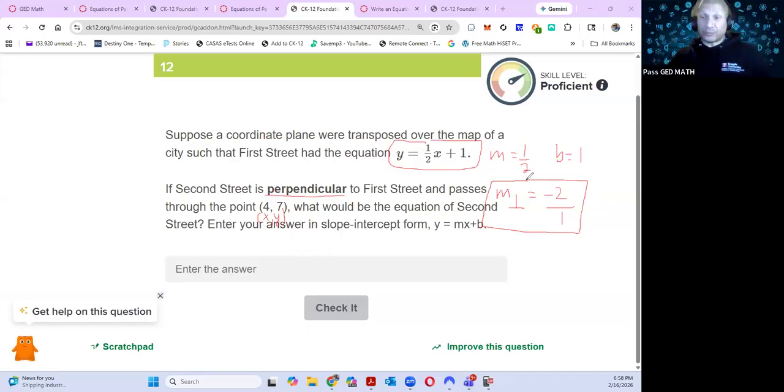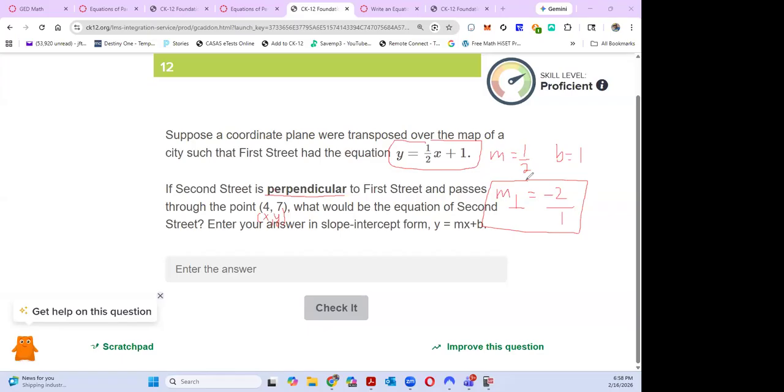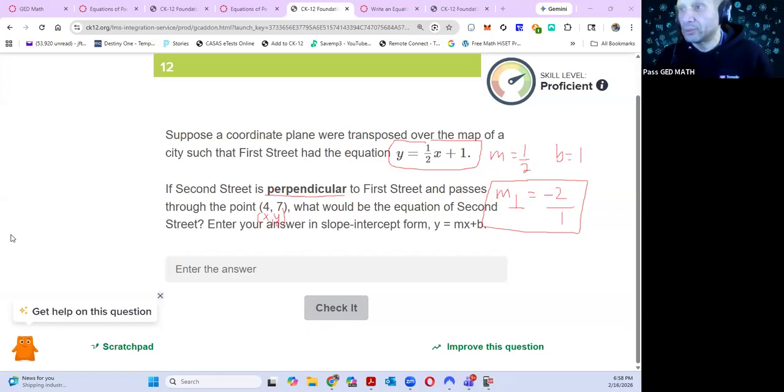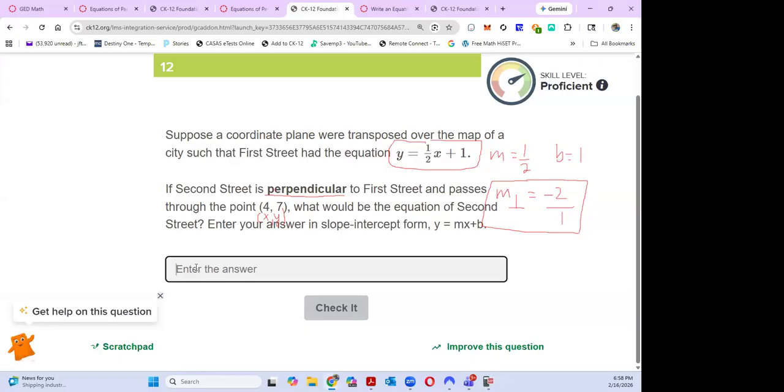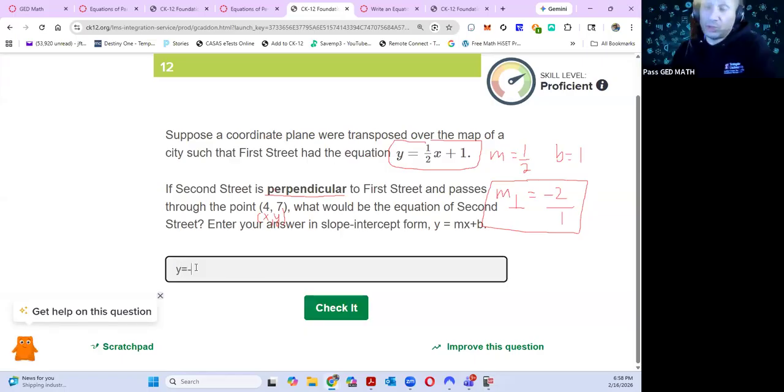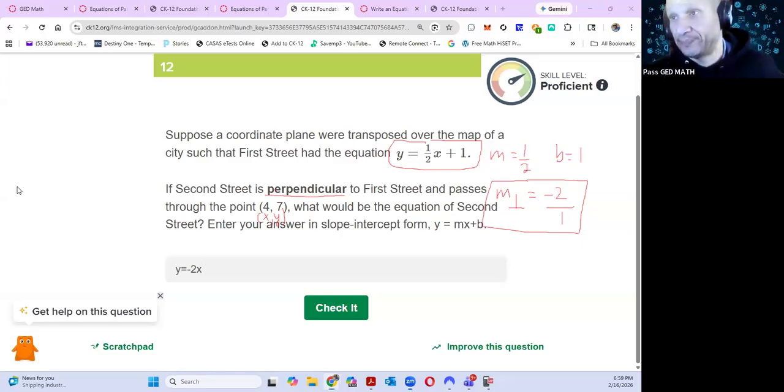Everybody understand that? So we know our equation is going to start how? Y equals negative 2 times X. So right there, we know it's going to start with y equals negative 2x. If we look at our multiple choice, if there's only one equation that starts with y equals negative 2x, we're done. Pick that one. This is a fill-in, so now we have to find the point. What are we going to do to find the y-intercept? What equation are we going to use?